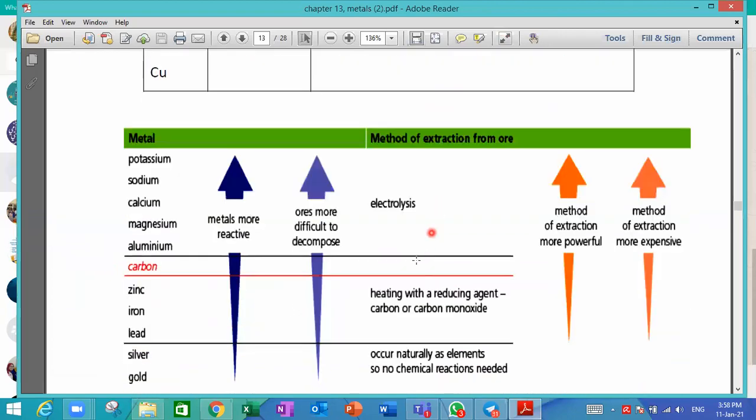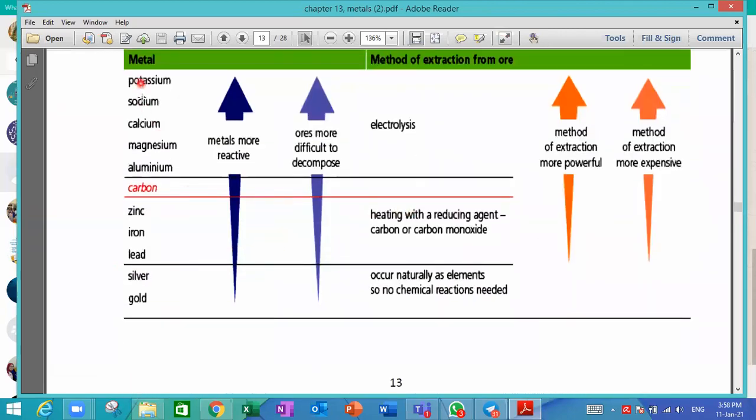Now, we will see that the metals that are highly reactive will be extracted using electrolysis. And of course, electrolysis is a powerful tool and it's expensive because it needs a lot of energy to take place. So it is a powerful method, and also it's more expensive than extracting metals by using carbon or carbon monoxide. But the metals that lie below carbon in the reactivity series would be extracted by reduction with either carbon coke or with carbon monoxide.